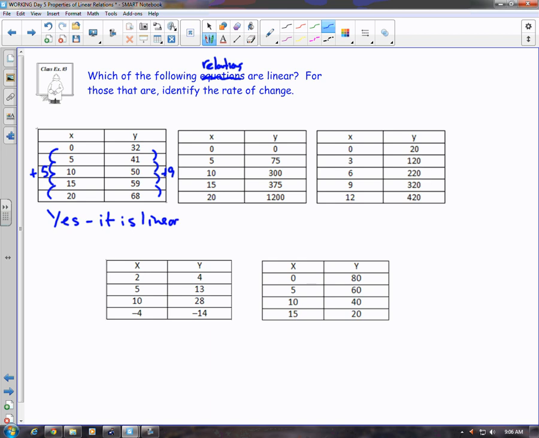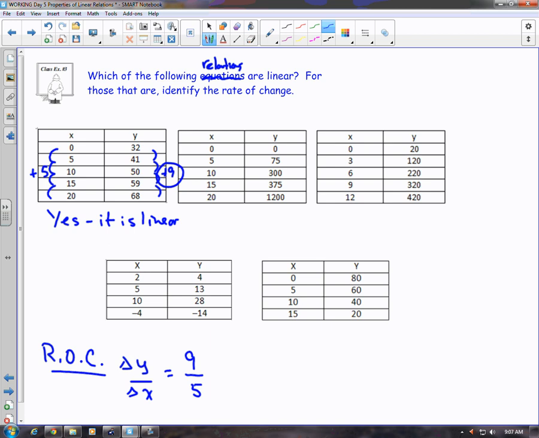But now the second question was, if it is linear, identify the rate of change. Remember, the definition of the rate of change was to calculate the difference in the y values compared to the difference in the x values. How much is the right-hand side going up, compared to how much the left-hand side is going up. So we don't just look at this and say, oh, the rate of change is 9, because the rate of change in this example is not 9. The rate of change in this example is 9 over 5.